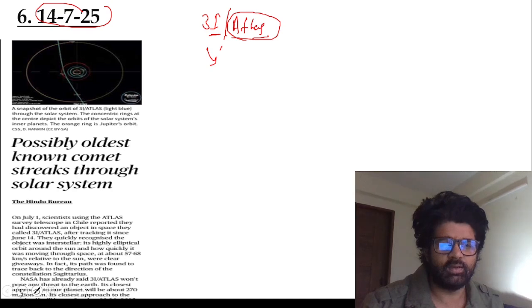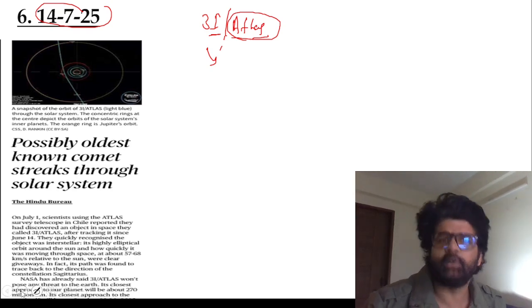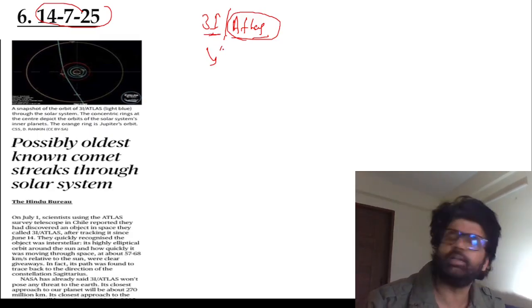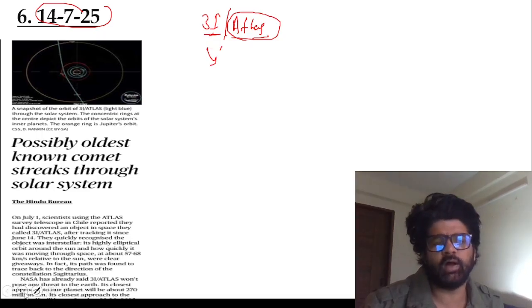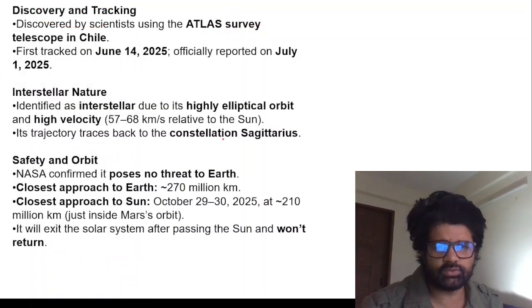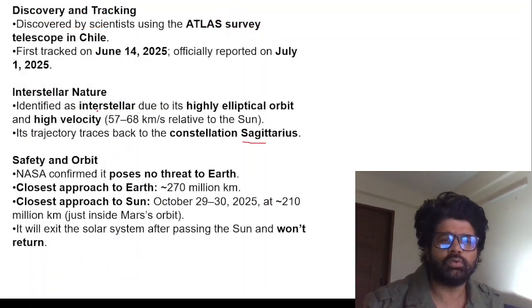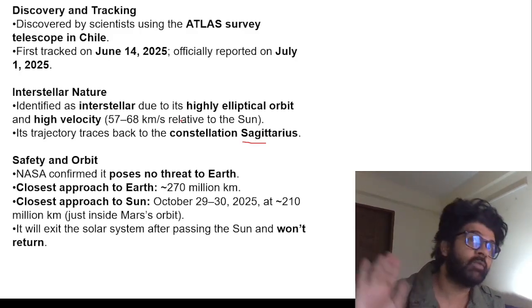They can give you the option that the James Webb telescope has detected it. No, the Atlas telescope has detected it. It is the third interstellar object which we have seen. The first we saw in 2017, the second in 2019. Interstellar means they are not a part of our solar system. They have come from some other direction, the constellation Sagittarius. So interstellar, highly elliptical orbit, they have come from outside.